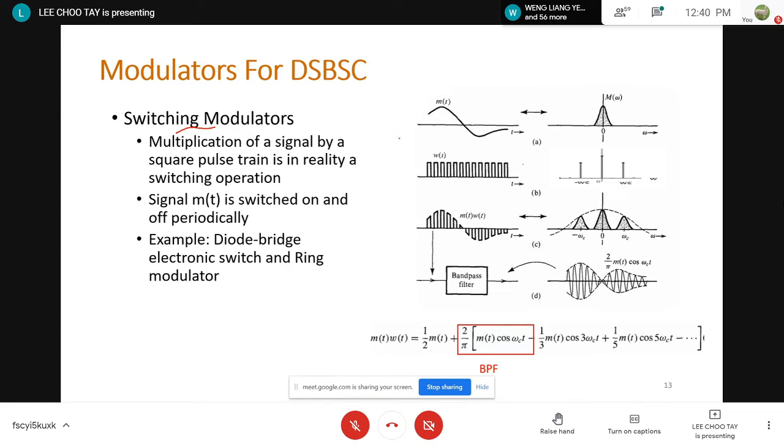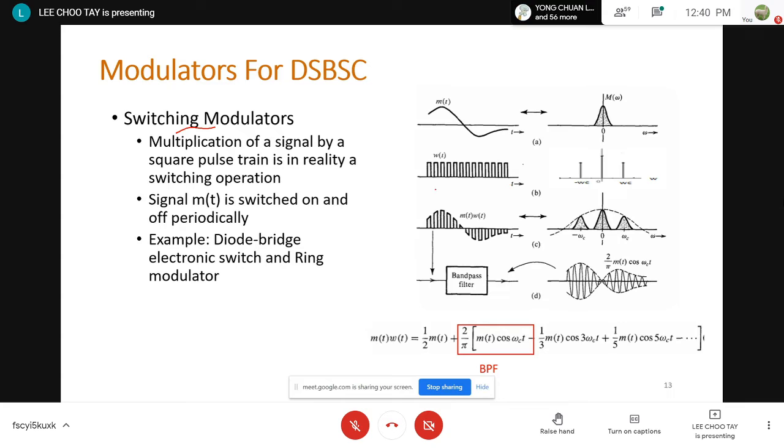You can generate the double sideband suppressed carrier signal by using switching modulators. In the time domain, you can generate this signal by, if you look at it, multiplying these two signals together. Let's say my message has a baseband spectrum that looks like this.